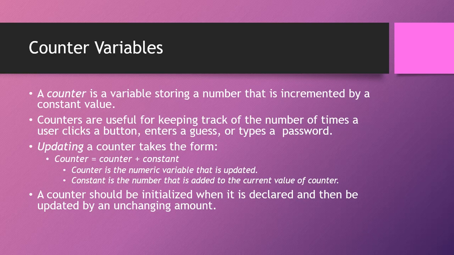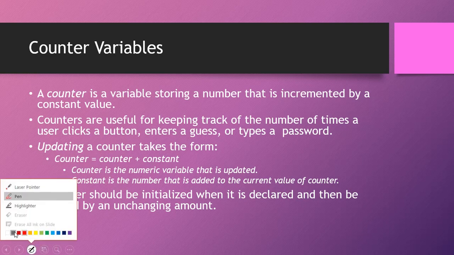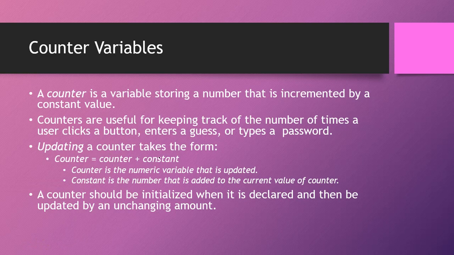When you're updating a counter, it takes the form of this. The counter's variable name equals the counter variable name plus a constant. So counter is your numeric variable, constant is the value you want to add. Maybe you want to add by 1, maybe by 5, maybe by 10. It all depends. Like let's say every time I click the button, I add 10 points to my score.